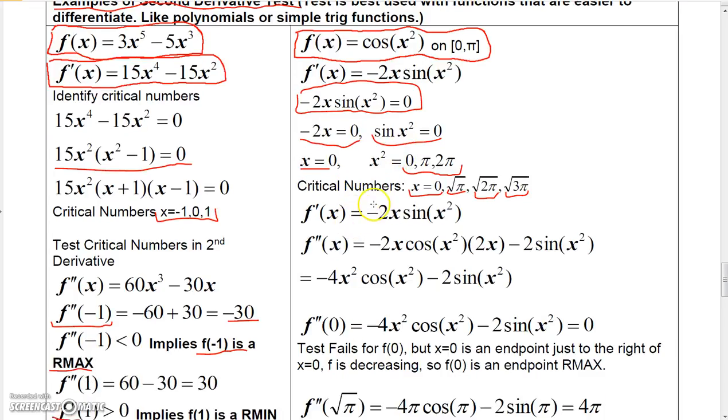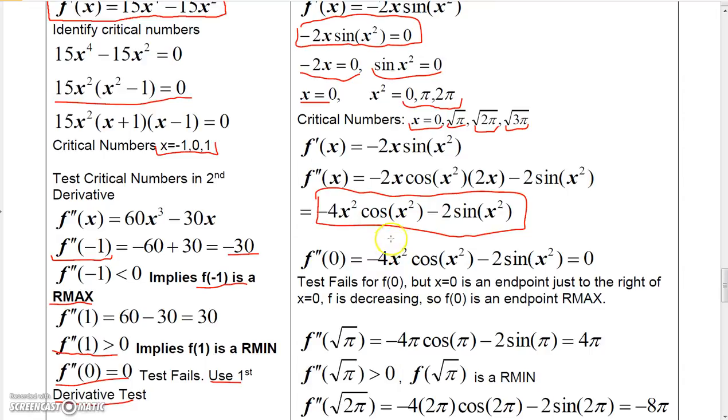Okay, so now let's get the second derivative. I use the product rule to get the second derivative. So here is the second derivative. Now let's test 0. If we plug 0 into the second derivative, we get a 0 here, and we get sine of 0, so we're going to get 0. So darn it, the test failed.